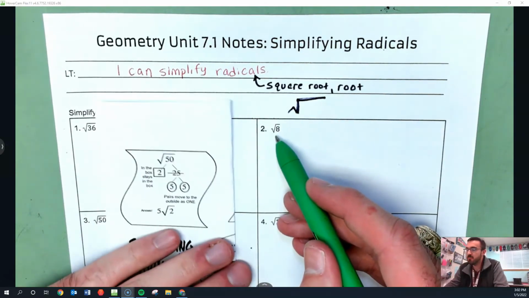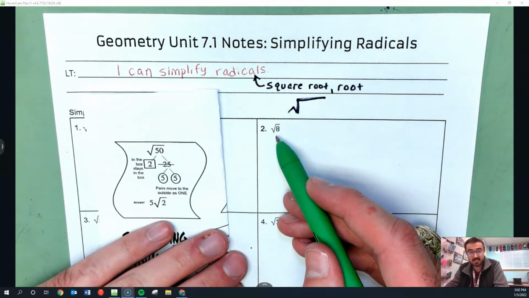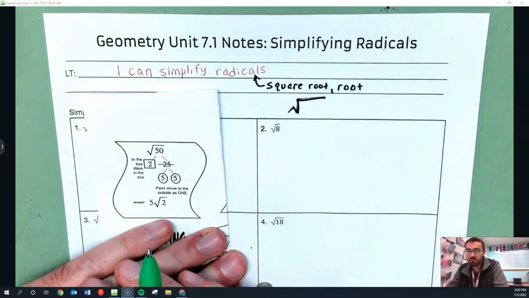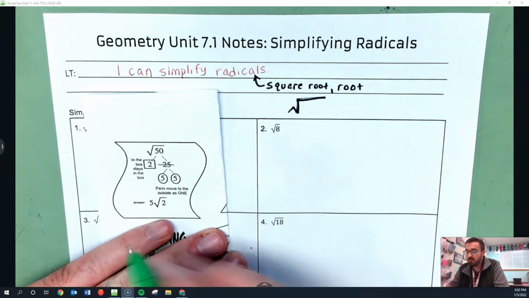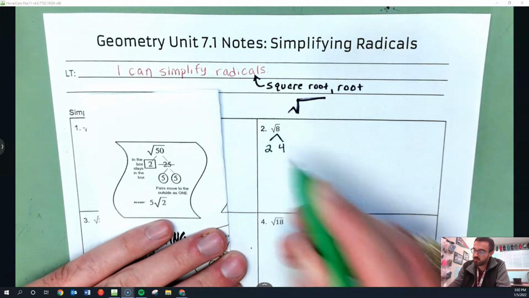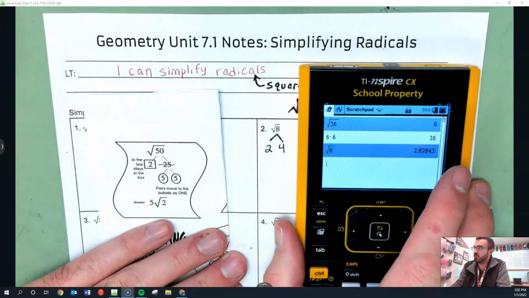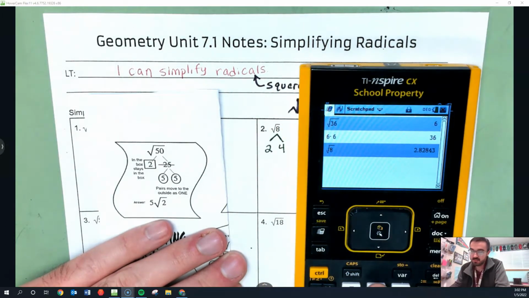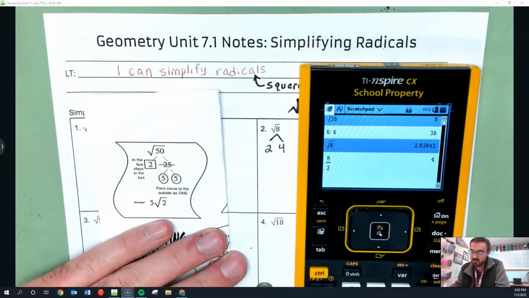So what are two numbers that multiply together to give me 8? Okay, we're not going to use 1 times 8. That's not helpful. But we could do 2 times 4. Hopefully that comes to mind. If it doesn't come to mind, you can always get a calculator out and start dividing 8 by stuff. So 8 divided by 2 would be 4. So that means 2 times 4 is 8.